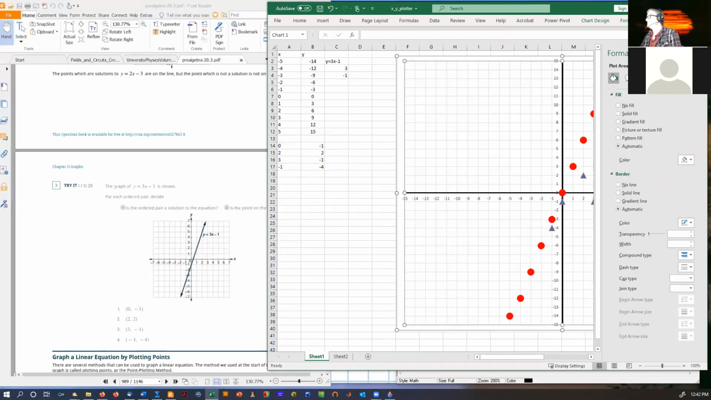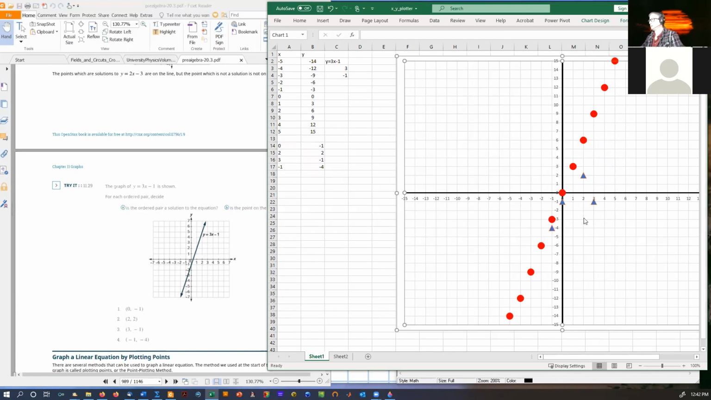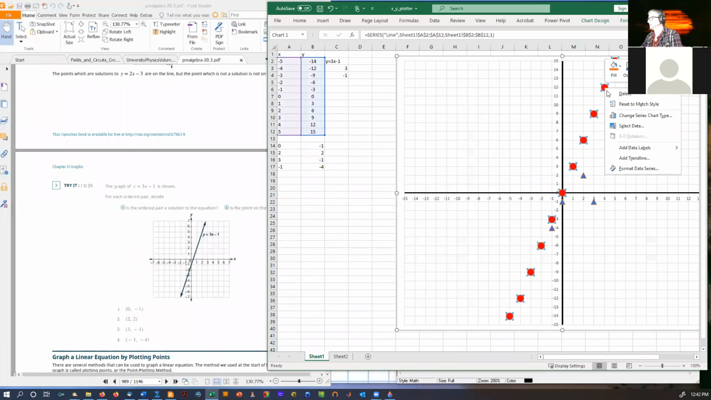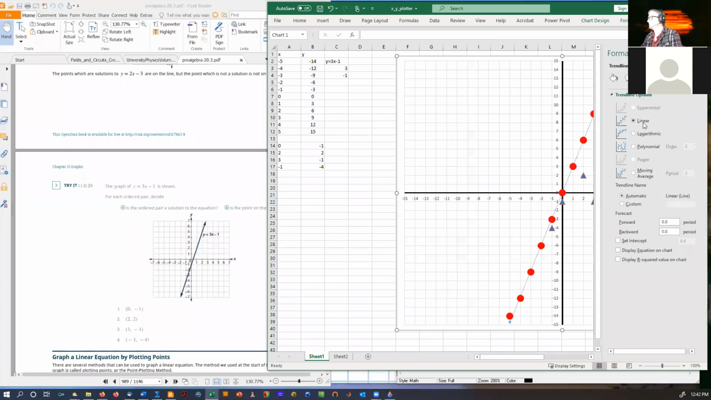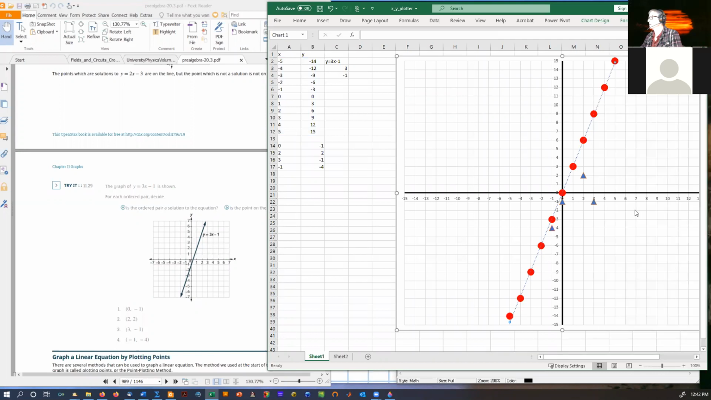So now you can see really clearly which ones are the test points and which are not the test points. And to make it a little bit easier, we can add a linear trendline. There we go. So there we've added the line. So you can see clearly things that are lying on that line are solutions, things that are lying off the line are not.